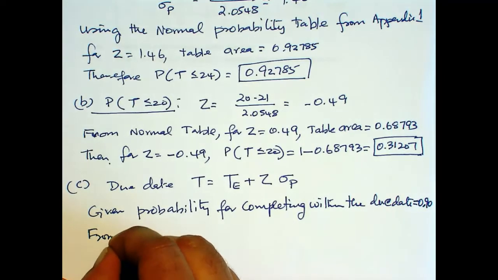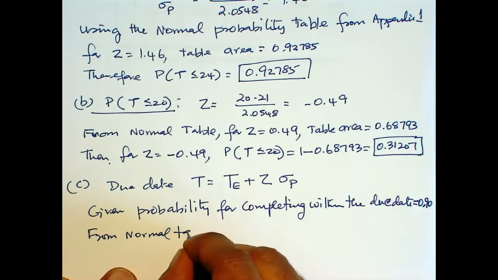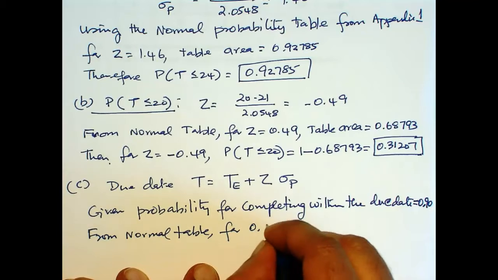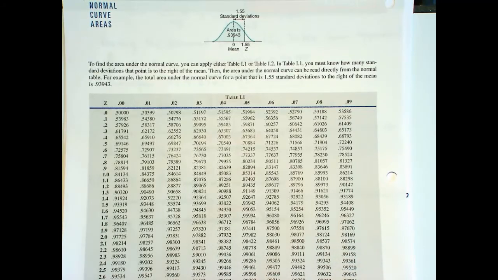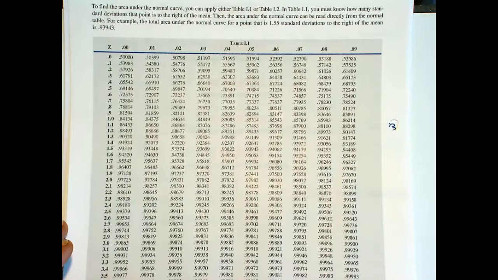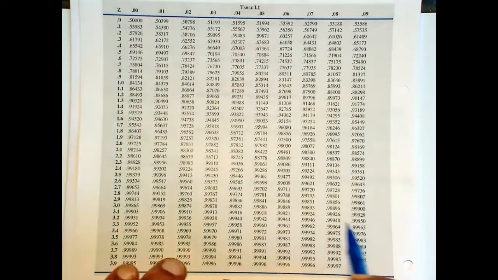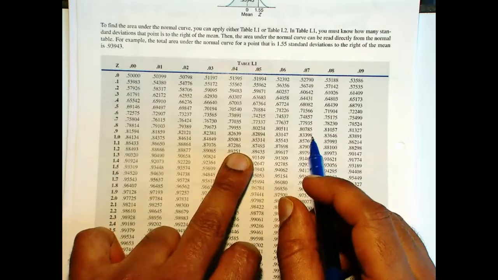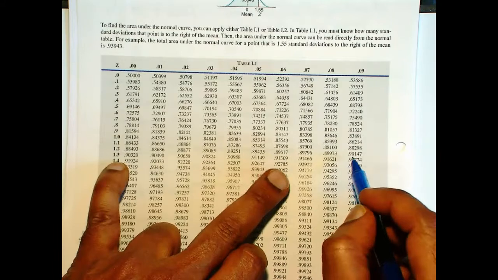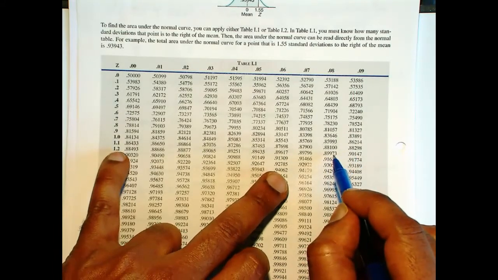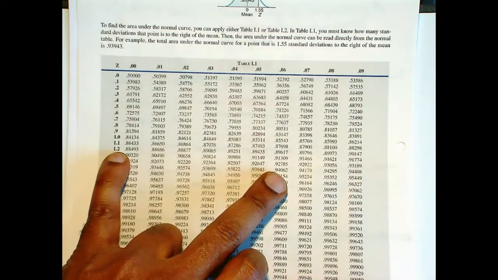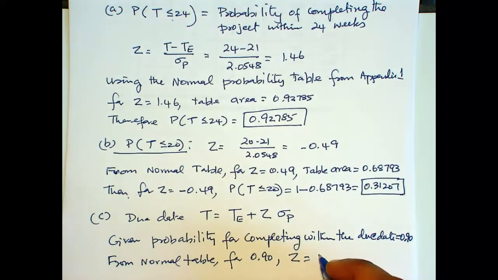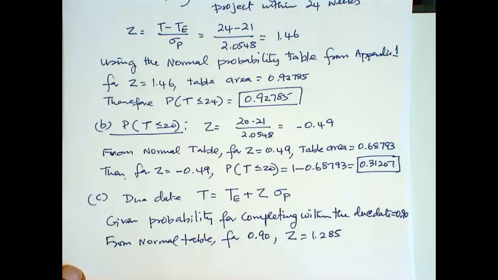Okay. So from the normal table, for 0.9, Z equal to, so now we have to use the normal table backwards. So 90% is given, so you have to look for 90% inside the table. Okay, so we have to do some approximation here. 90% is not listed here, but it is somewhere between 1.28 and 1.29. So we can take the average of these two and use 1.285 as our Z value.